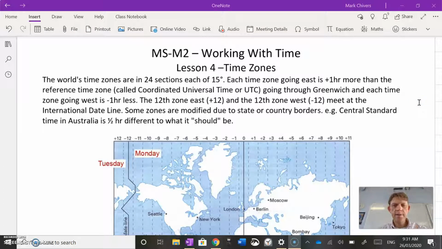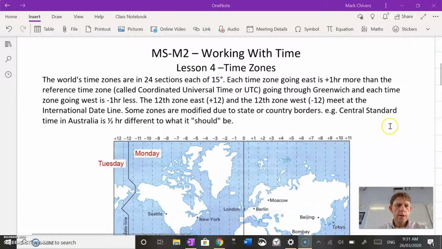Okay, today's lesson's almost a little bit sad given the current state of the world, but we're dealing with time zones, which is going to ask us a whole bunch of questions about travelling through different parts of the world, which of course at the moment we can't do. But still, an understanding of time zones is important.